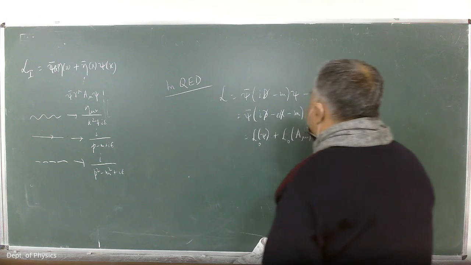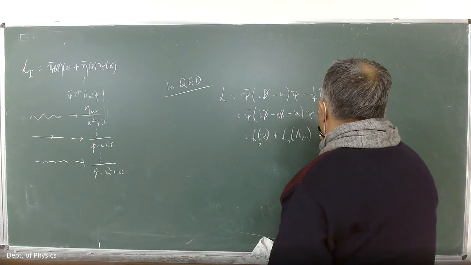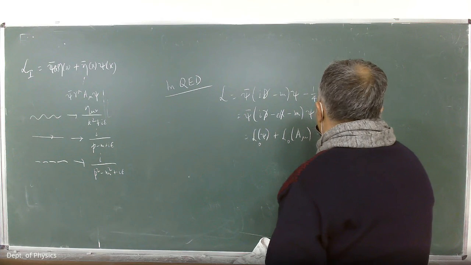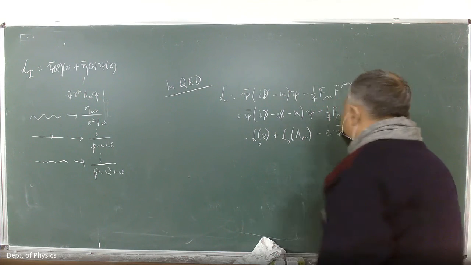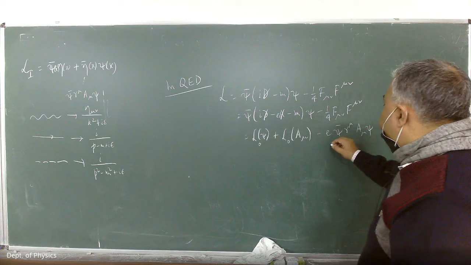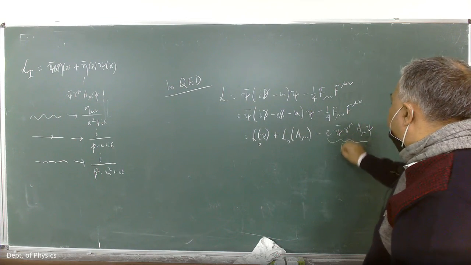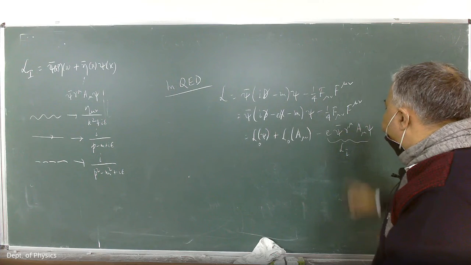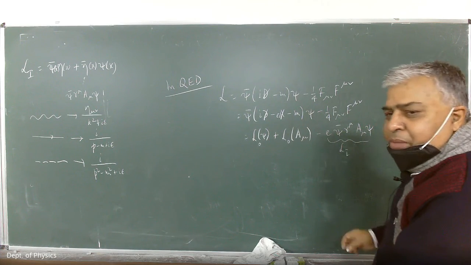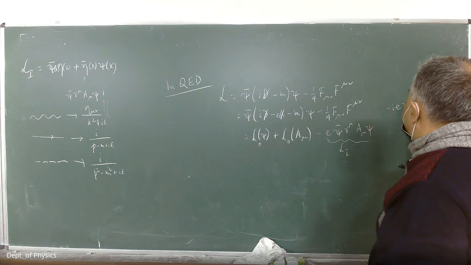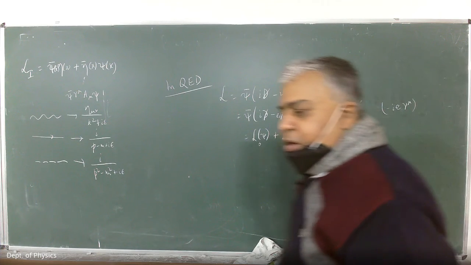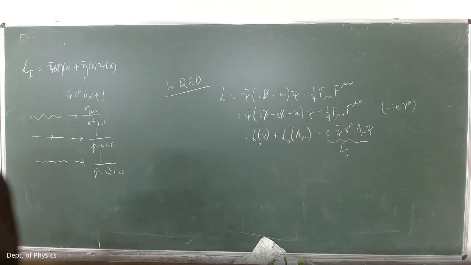And then you have minus e psi bar gamma mu A mu. So this is your interaction Lagrangian. From there, you can read off, up to a factor of i and all that, minus i e gamma mu, as you can see from the earlier example that I did. This came out to be the vertex, minus i gamma mu, up to a sign maybe.